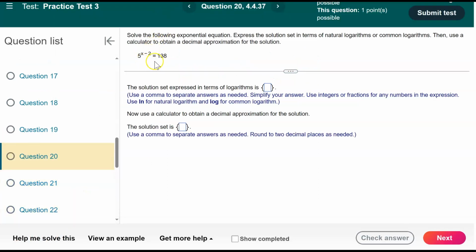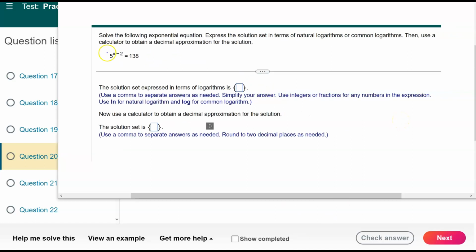So next, it's the same thing. We are to solve for x here, but since we cannot write 138 as base 5, then we will just have to take the ln or the logarithm of both sides. And then you solve for the equation, solve for x. And that's what you plug in here.